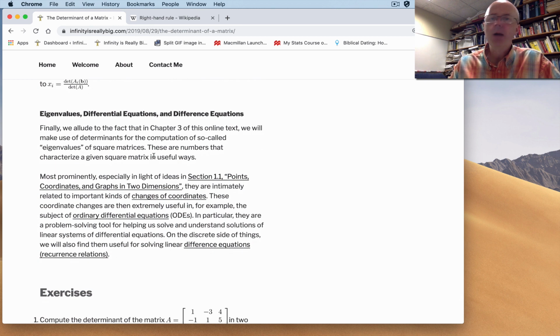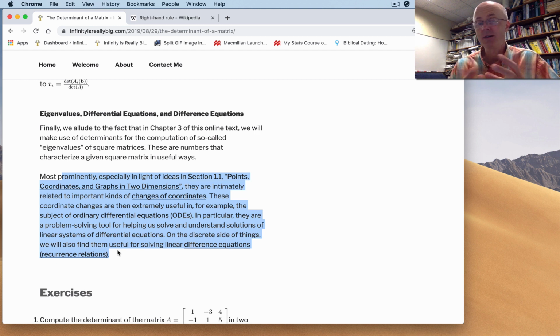Finally, in Chapter 3 of my online textbook, which I'll get to sometime next year, determinants are important for computing what are called eigenvalues of a matrix. And that has applications to, as we will see in Chapter 3, differential equations and difference equations, is what I say here. Differential equations related to calculus, difference equations you can do without calculus. Okay, so those are some applications.